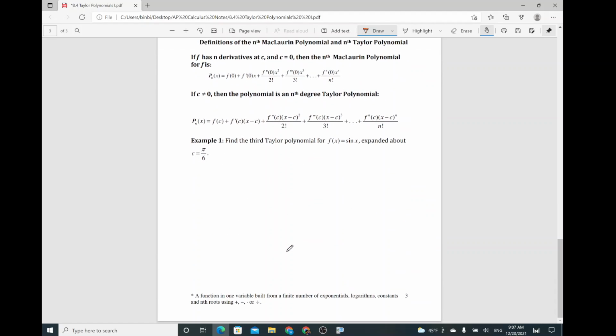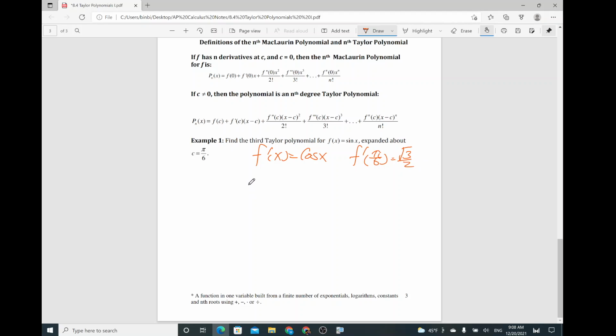So find the third Taylor polynomial for f of x equals sine of x. Expand about c equals pi over 6. So using the Taylor polynomial, we start off with f prime of x, so we got cosine of x. You want to find f prime of pi over 6. So cosine of pi over 6, cosine of 30 degrees, so that would be root 3 over 2.